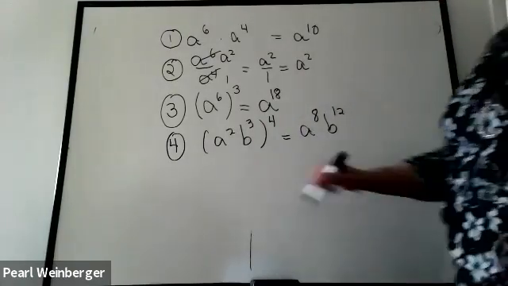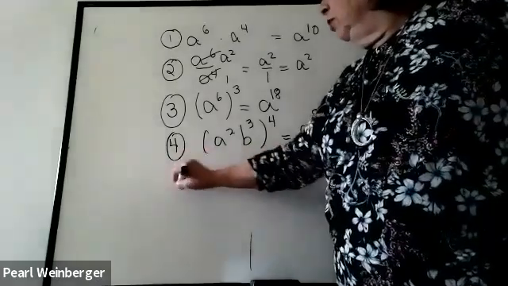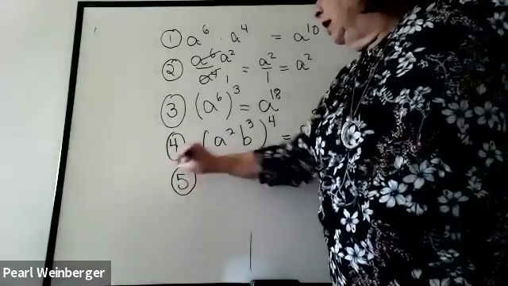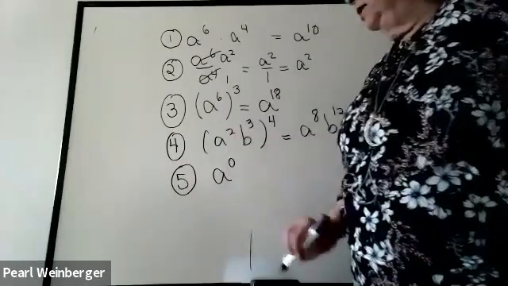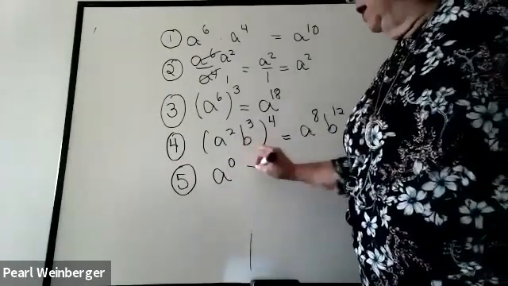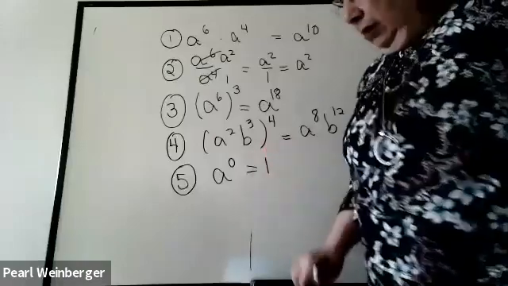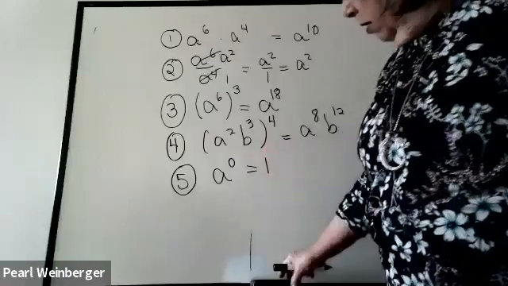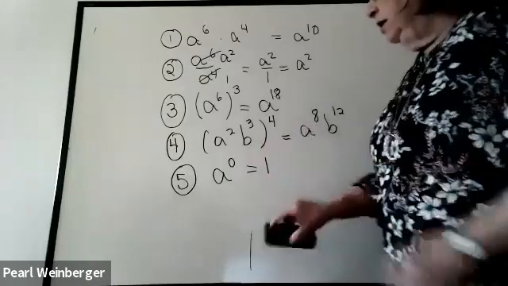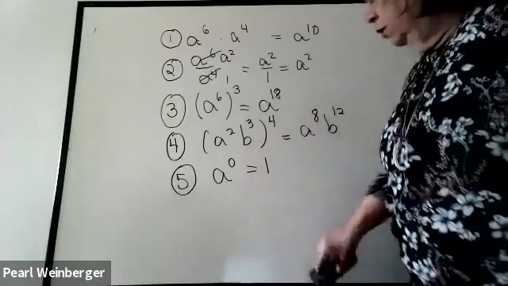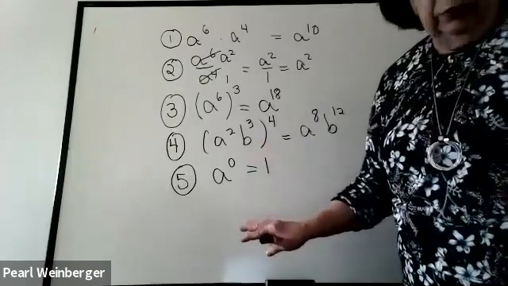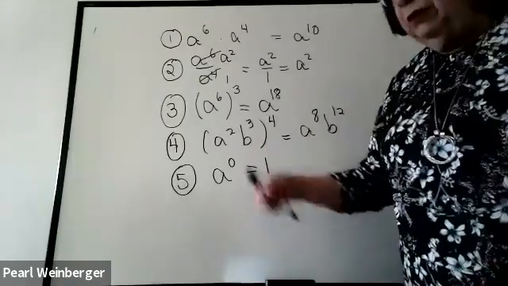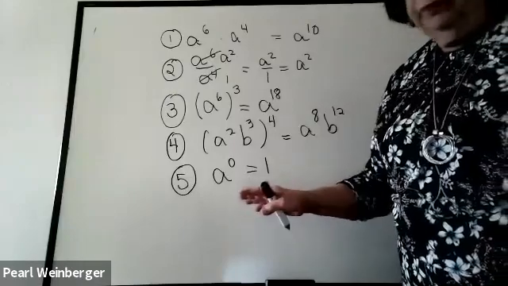And one rule that we probably never mentioned before, but you probably know already, is that anytime you have anything to the 0 exponent, that answer is going to be equal to 1. So these are the basic rules that we apply to working with exponents. And we have to keep remembering that we're always using these rules.